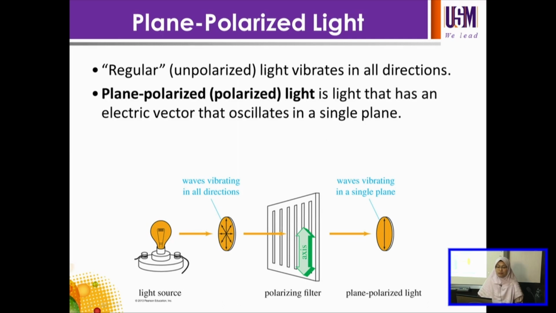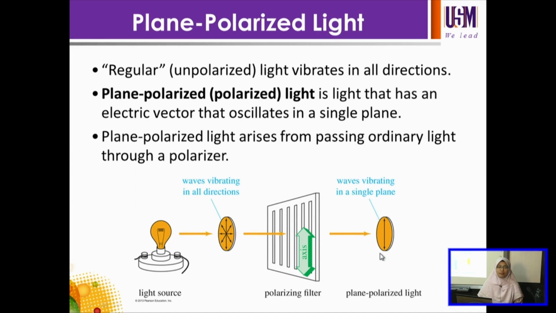Plane polarized light is light that has an electric vector that oscillates in a single plane. So after the light enters the polarizer, the wave of the light will move only in a single plane. Plane polarized light arises from passing ordinary light through a polarizer.